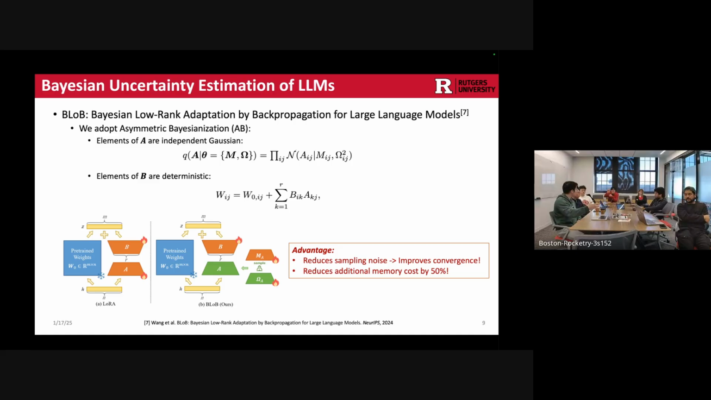Question there. When you claim it improves convergence, how do you determine that? Oh yeah, convergence, not coverage. Convergence speed. Yes. Sorry, so it's just empirically that we see that.